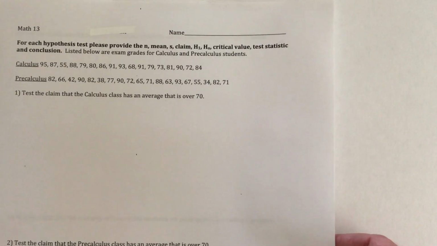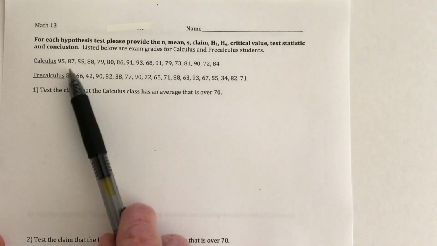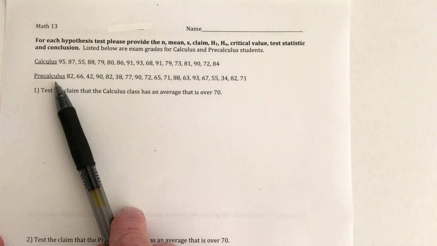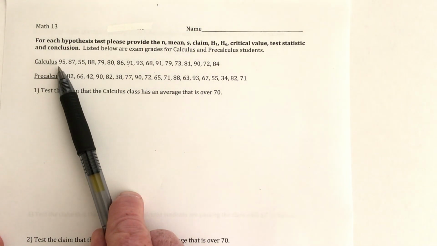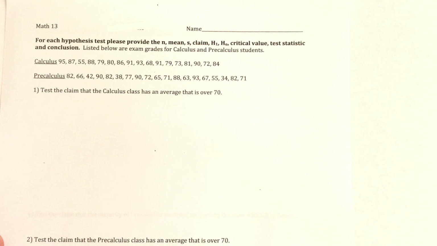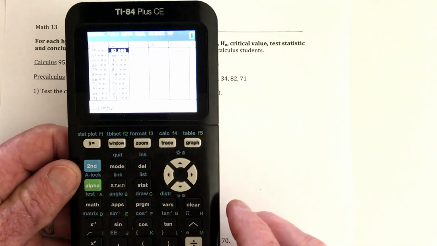So what I've got is, instead of GPAs, I have exam scores in a calculus class compared to exam scores in a pre-calculus class. So the first thing I need to do is put the calculus scores in list 1 and then the pre-calculus scores in list 2. Now I'm not going to sit here and type them in and make you watch me type into a calculator, so I did that before.